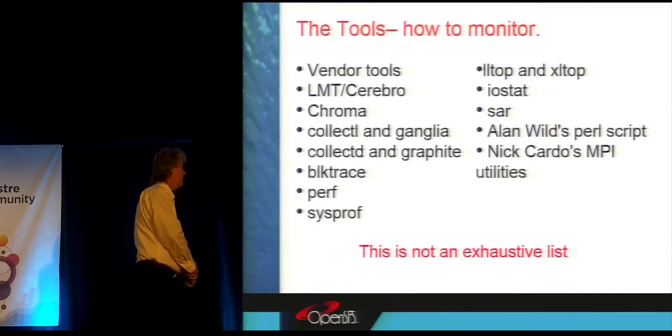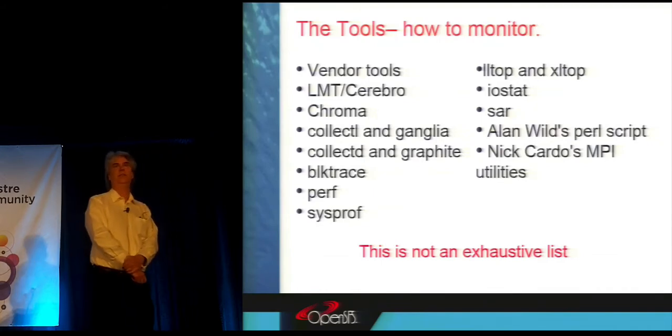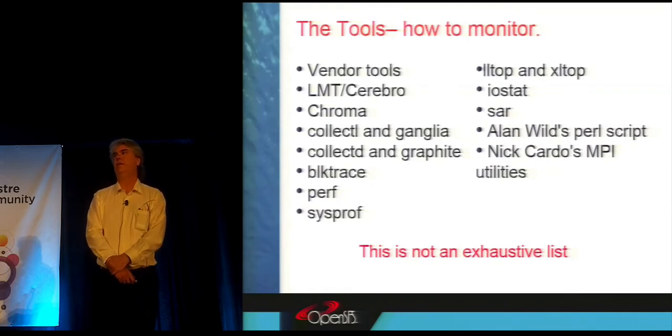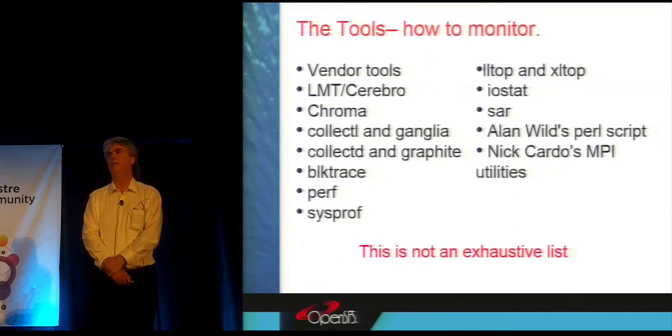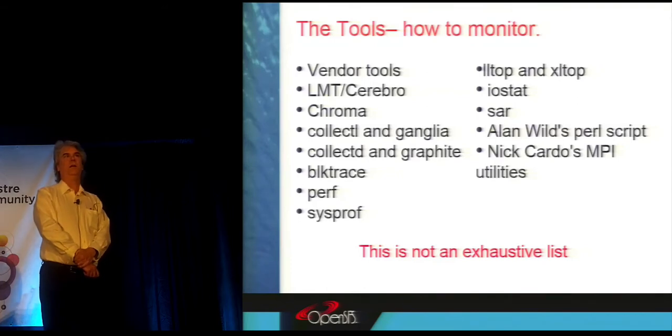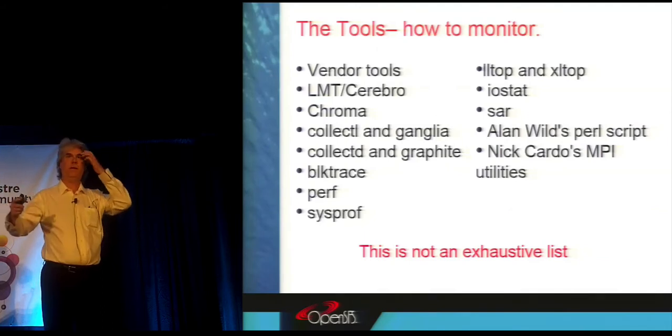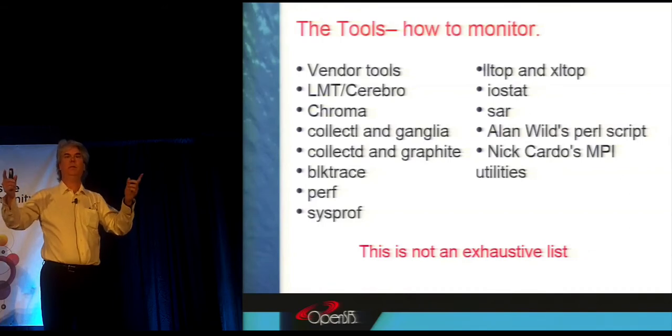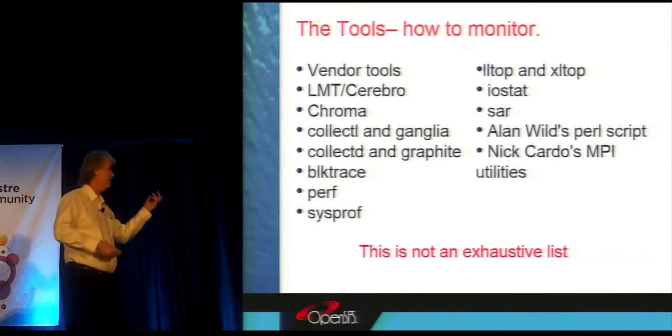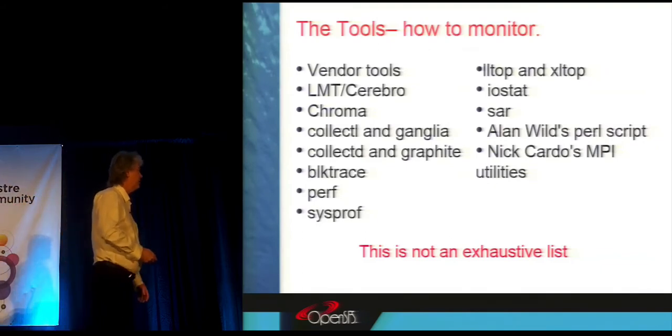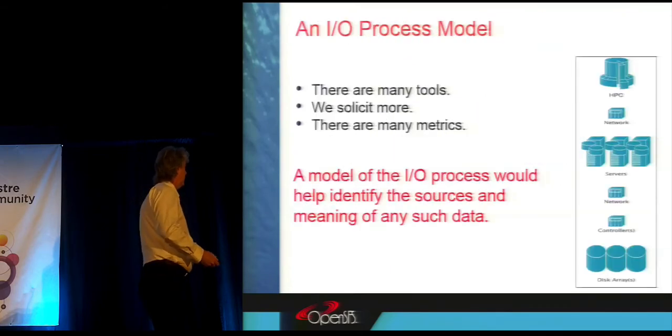If you haven't played around with Nick Cardo's MPI utilities, that's a really useful way of finding out if, say, you've got a bazillion LUNs and one LUN is doing only 20% of what it should be doing. For broadly striped file I/O, it might actually slow the whole thing down to as slow as the slowest one. So you'd want to identify that, and Nick's got some really nice scripts for that.